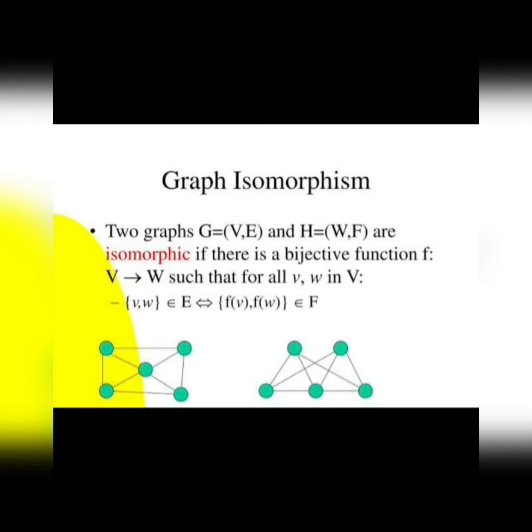Graph isomorphism. When do we say two graphs are isomorphic? Let's look at the definition. Two graphs, G equals (V, E), where V stands for the vertex set of G and E stands for the edge set of G, and H equals (W, F), are isomorphic if there is a bijective function f from V to W such that for all u, v in V, uv is an edge of E if and only if f(u)f(v) is an edge of F.